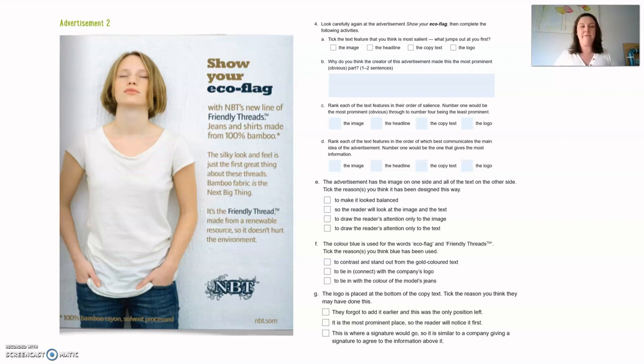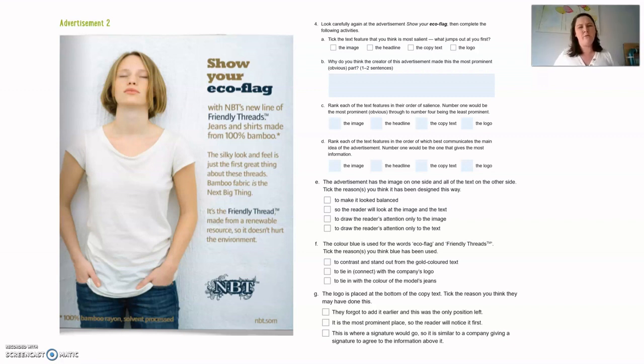Number 4, look carefully at advertisement number 2 and complete the following questions. A, tick the text feature that you think is the most salient. So what jumps out at you first? Is it the image, the headline, the copy text, or the logo? Now, there is a correct answer, and that is the image. The image is supposed to be the most important part of the advertisement, okay?